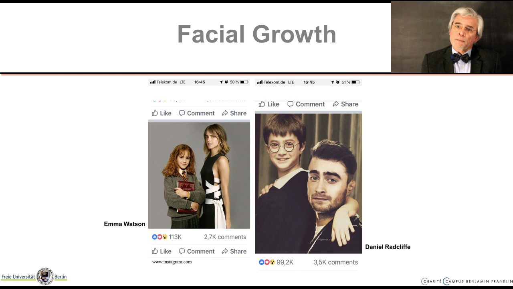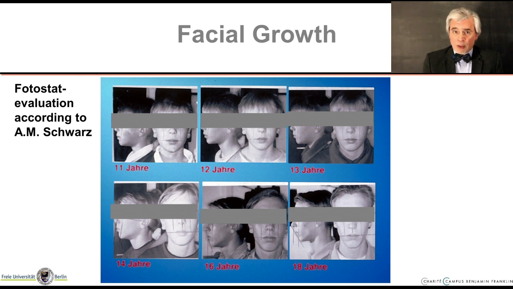You have probably noticed the same changes with the Harry Potter actors, especially with Daniel Radcliffe on the right. The round childlike face has changed over time to the clearly more vertical face of the adult theater actor. And exactly these changes we also want to follow in our patients, which is why we always take these photostat images and evaluate them during our orthodontic treatment. And here too, it is clear how the round face of the child at the age of 11 has gradually gained more and more vertical length until it has changed and become the angular face of the young adult.